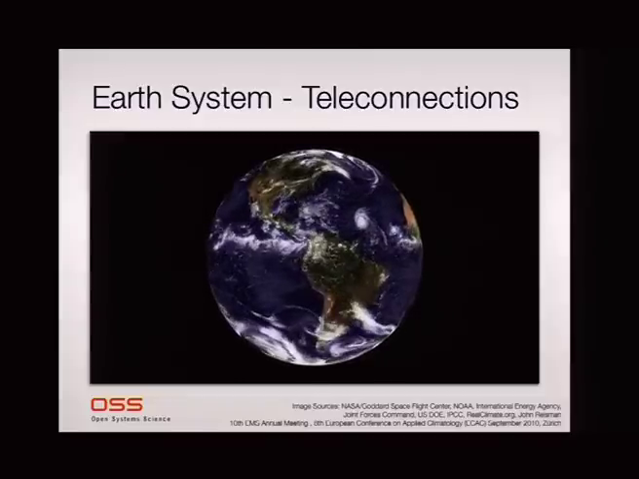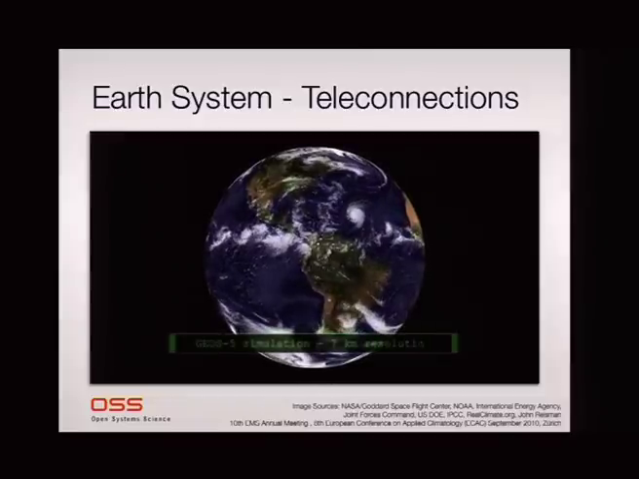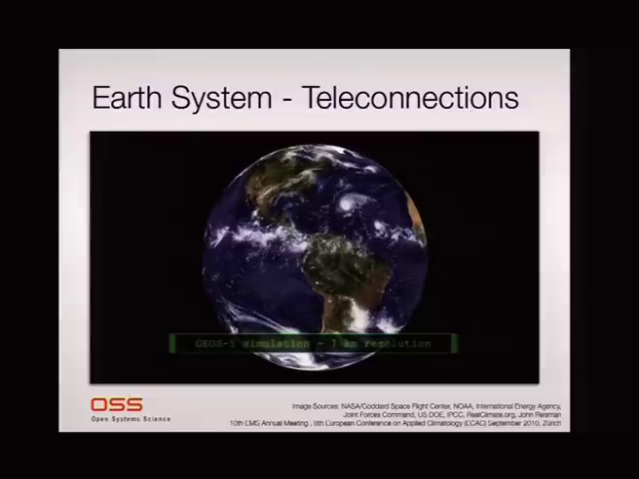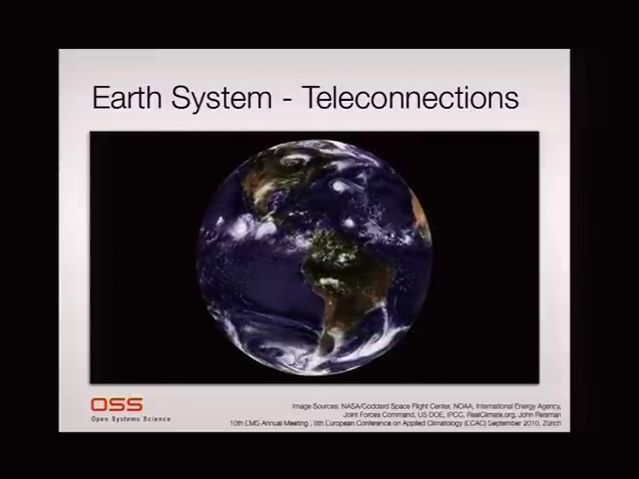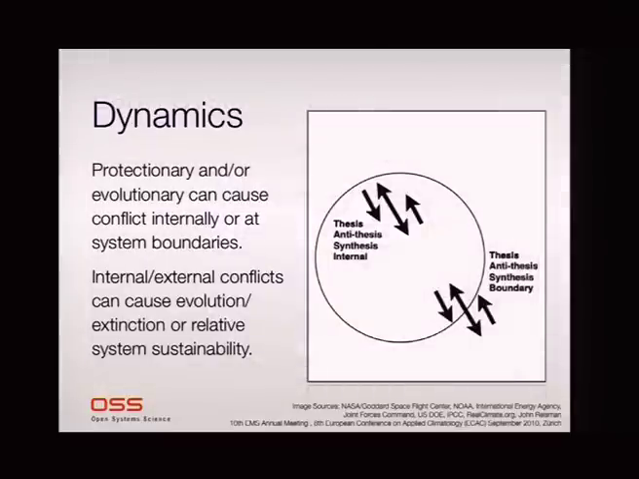In the Earth system, we have a lot of teleconnections between the atmosphere, the land, the water, and of course the solar energy we receive from the sun. So it's important to understand those teleconnections. The dynamics generally in systems are protectionary or evolutionary, and these can cause conflicts at boundary layers. They can also cause synthesis when they're interacting with systems around them. There's commensal systems, parasitic systems, and of course all interacting constantly. They're also interdynamic and multidirectional.